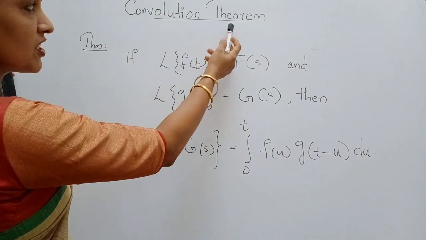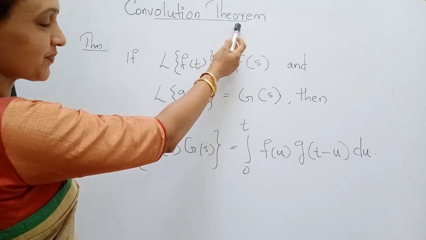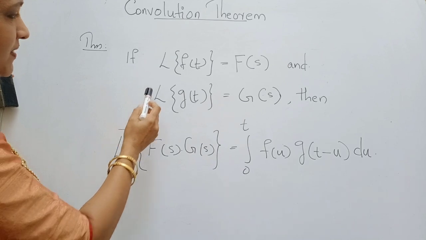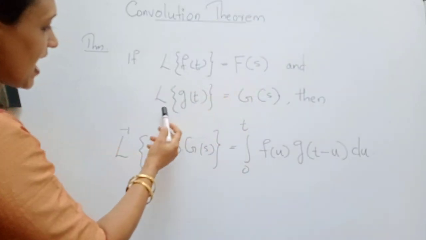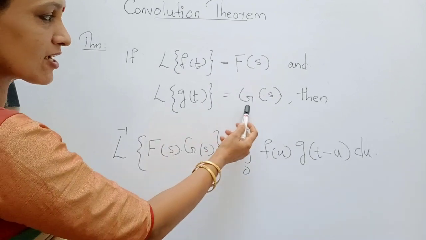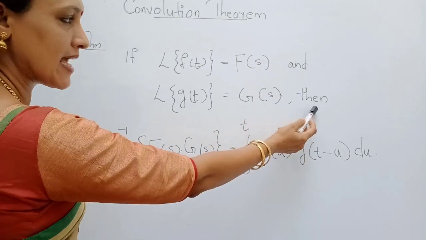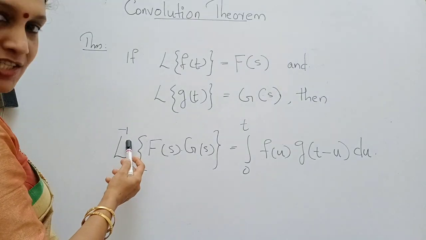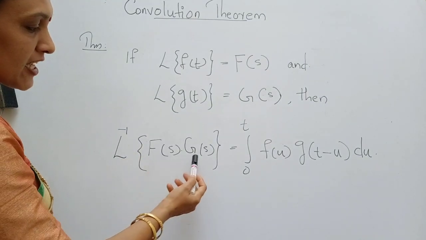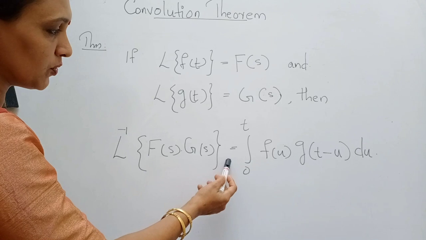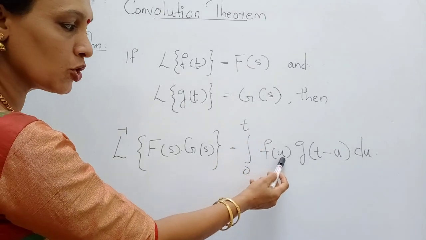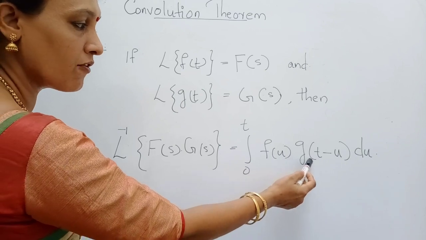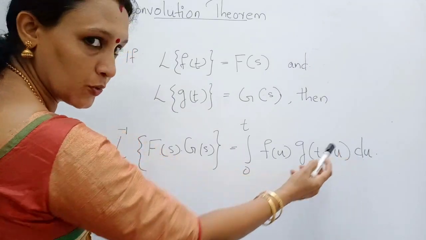So, convolution theorem. This theorem says that if L of f of t equal to F of s and L of g of t is equal to G of s, then L inverse of F of s into G of s equals integral 0 to t f of u into g of t minus u du.